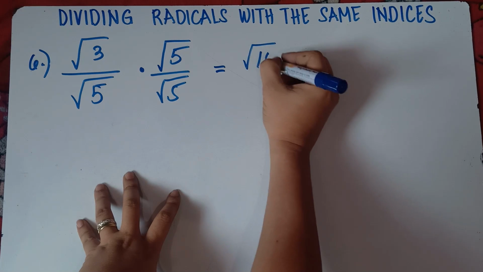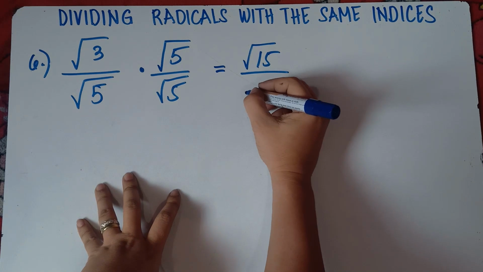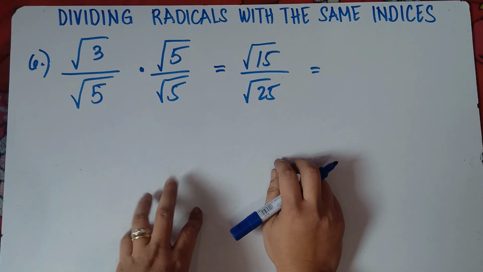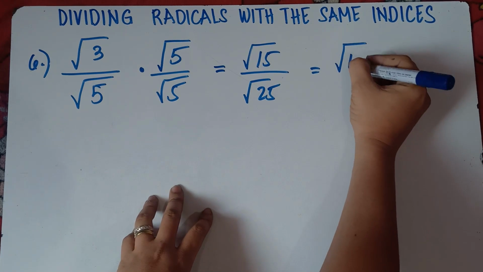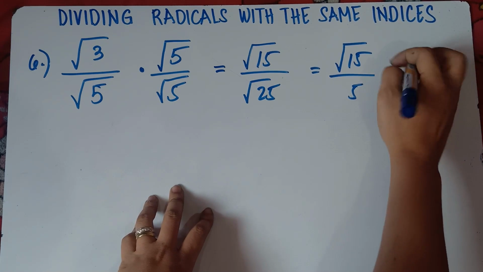That would be square root of 15. Square root of 5 multiplied by square root of 5. That's square root of 25. So we cannot simplify square root of 15, so simply copy. And the square root of 25, that is 5. That's it, class. That's your answer there.